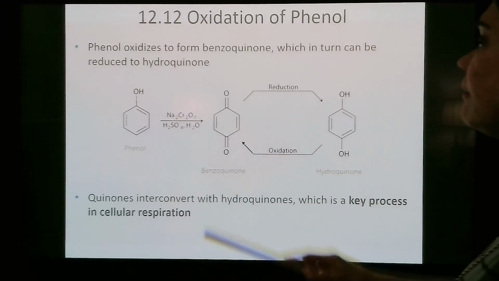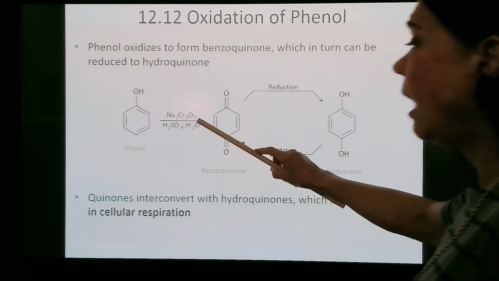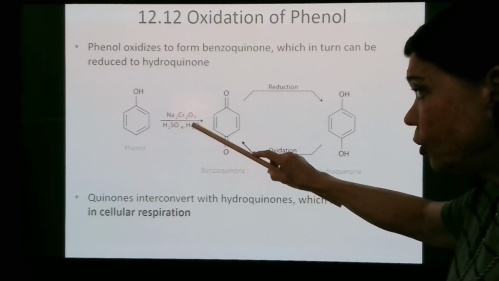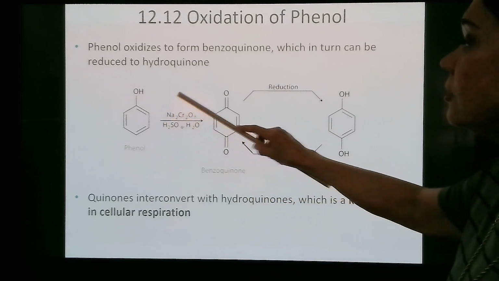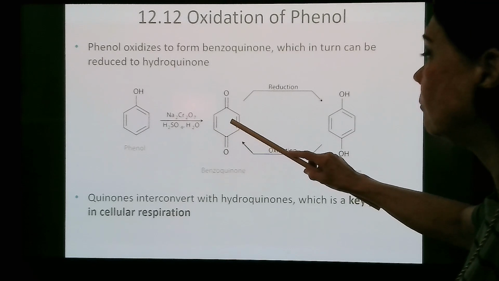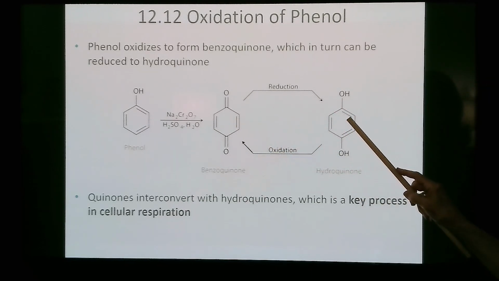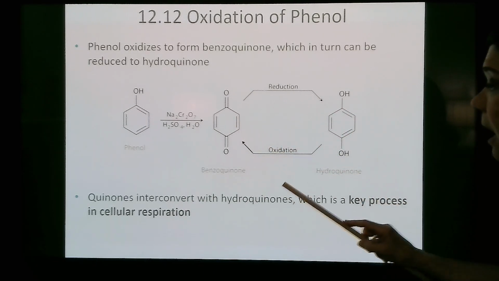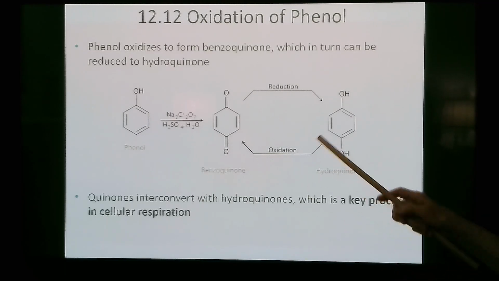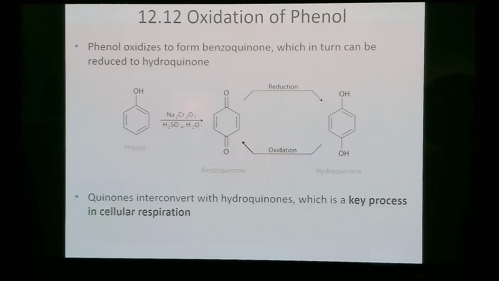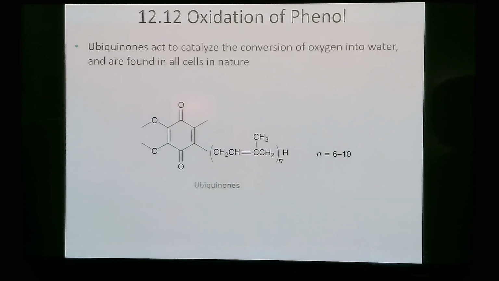So the phenol, using these reagents added together, remember, give you chromic acid. So the oxidation of phenol will give you benzoquinone. And when benzoquinone is reduced, you get hydroquinone. And then it can be oxidized back. These quinones interconvert with hydroquinones, and this conversion is a key process in cellular respiration. And so this is shown on the next couple of slides.